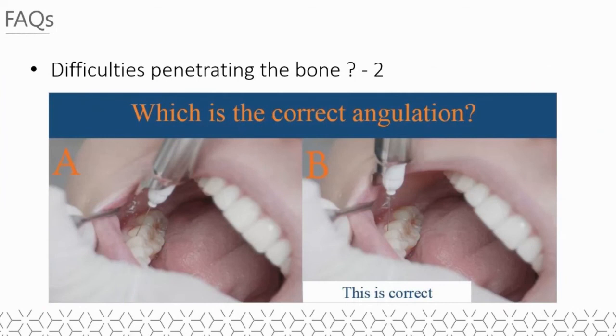The second factor is the angulation. It is very important to get a good 45-degree angulation compared to the lower molars for the osteocentral technique. If your angulation is too vertical, then you will find it very difficult or impossible to access the cancellous bone.